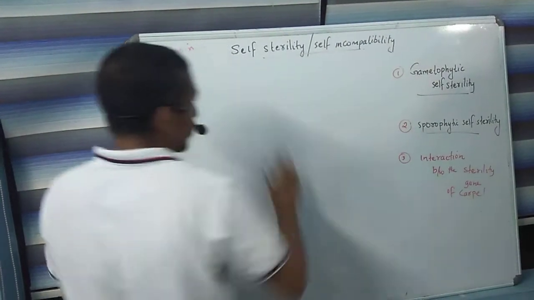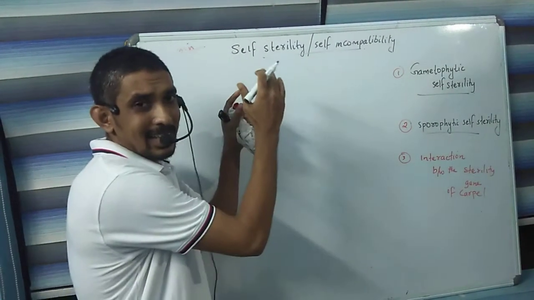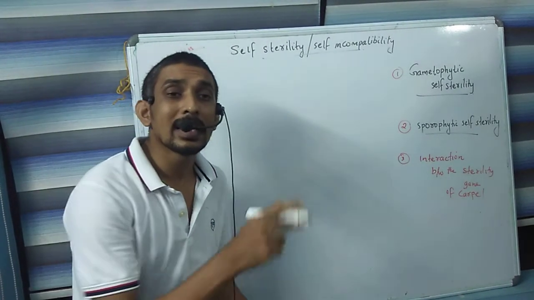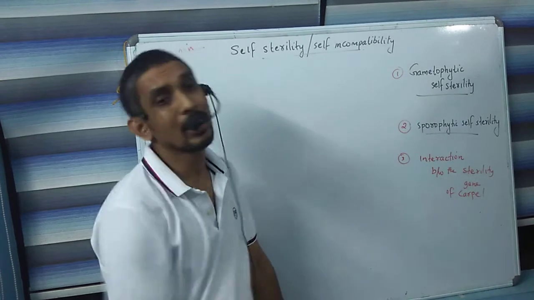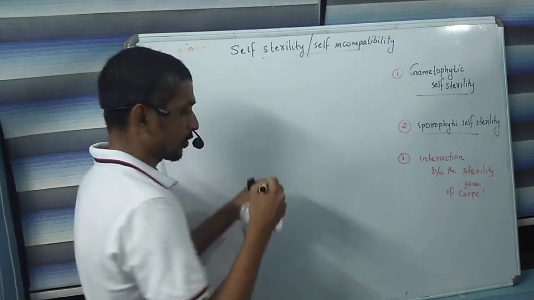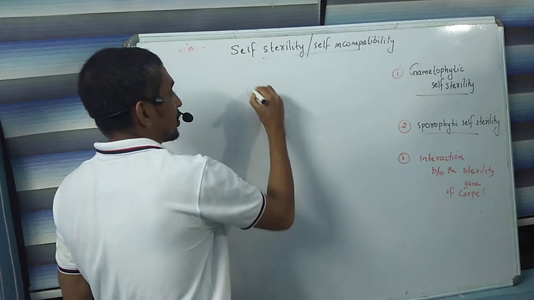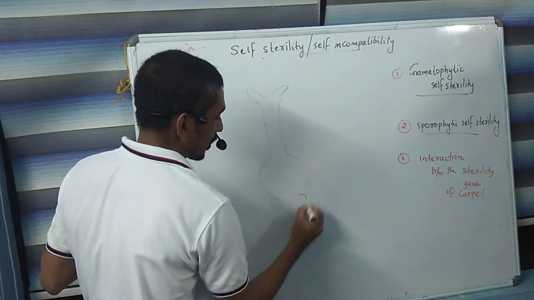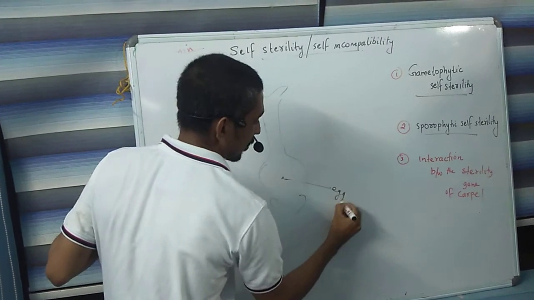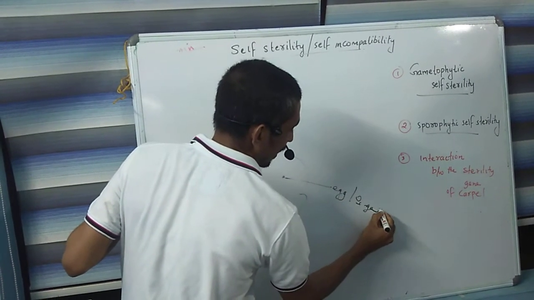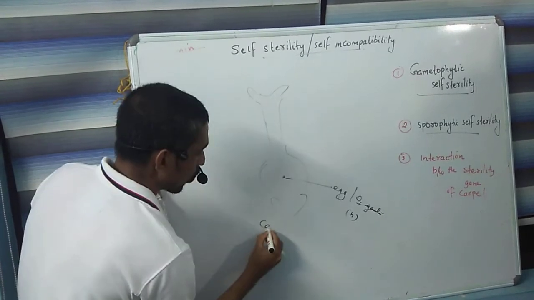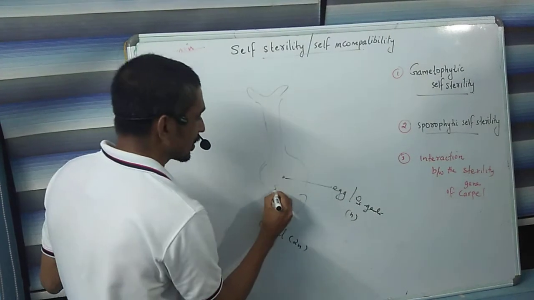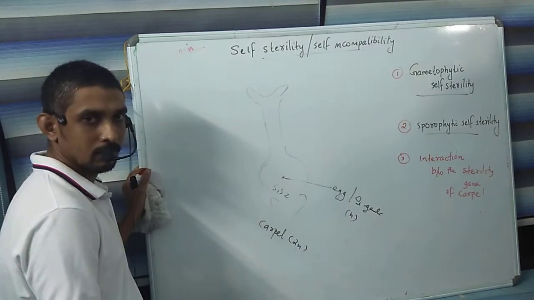In gametophytic self-sterility, the sterility is determined by the gene present within the haploid pollen grain, that is, the gametophyte. You can understand it by using a simple diagram. This is the outer ovary, style and stigma. The ovary contains the egg or female gamete. We know that the egg is haploid in nature, whereas the whole carpel is diploid. Suppose this carpel contains S1, S2 alleles.